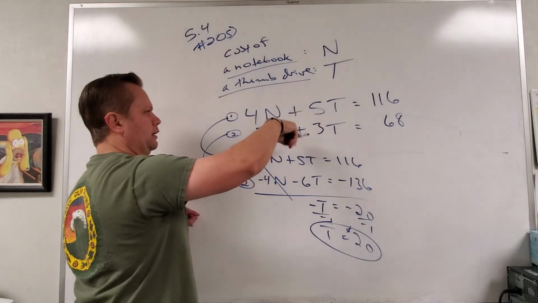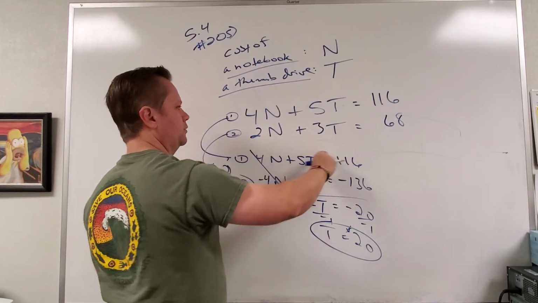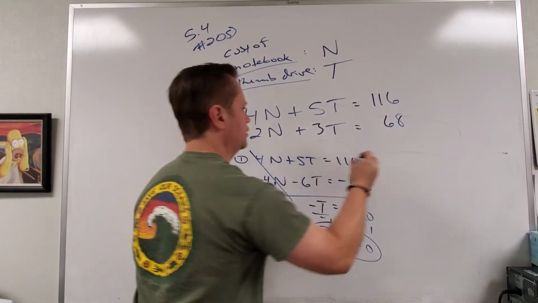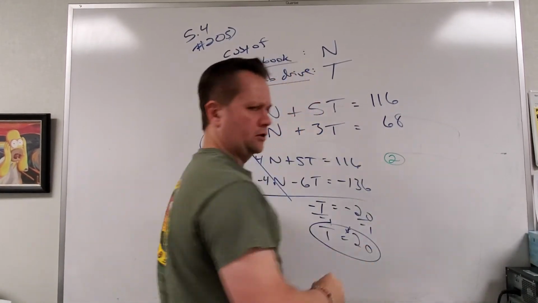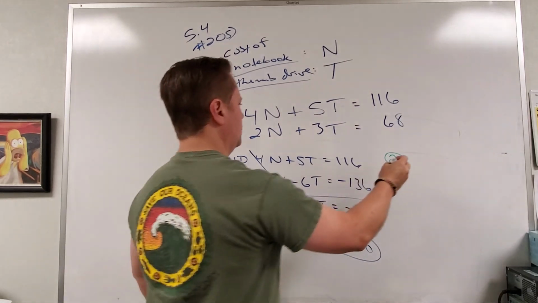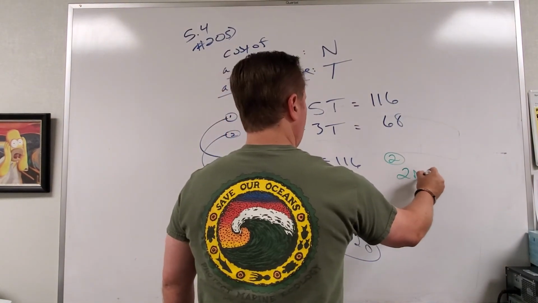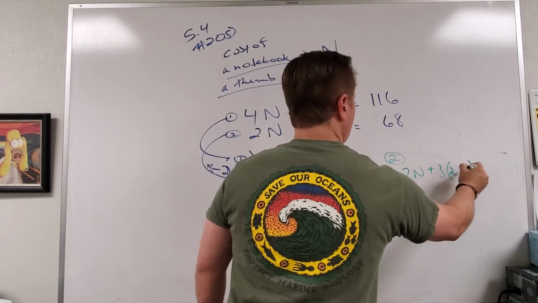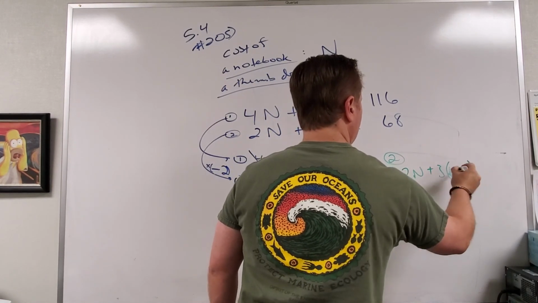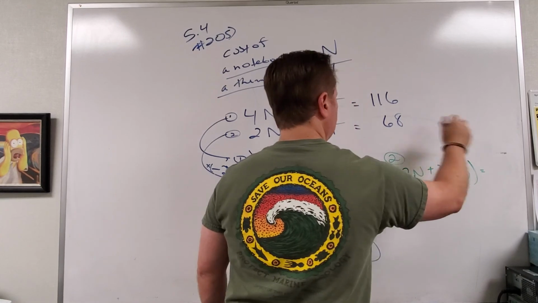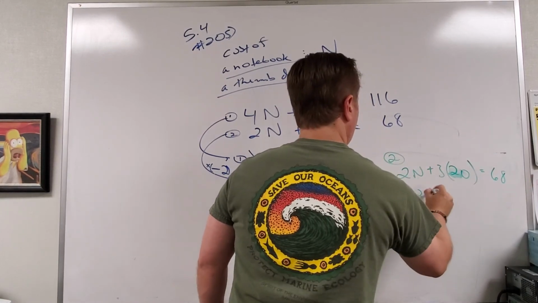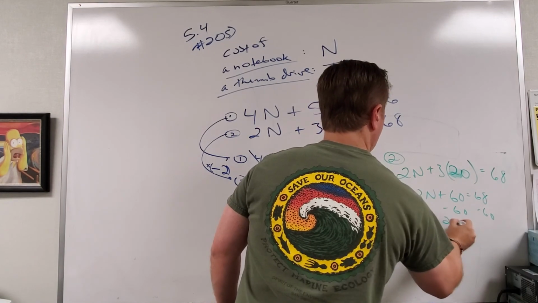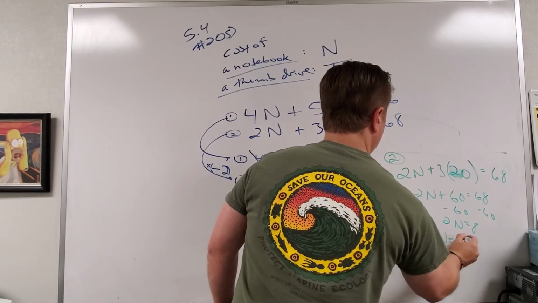All right, well, I can pick either one of these. This one's got smaller numbers, so why not use number 2? Let me see if green's going to work. I don't even think it shows up differently. I guess I'll find out in a minute. 2n plus 3t, t is 20, equals 68. 2n plus 60, minus 60, 2n equals 8, n equals 4. Bam!